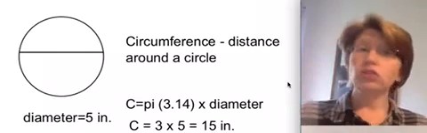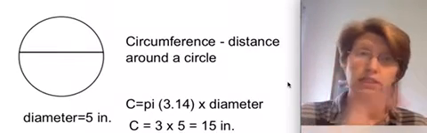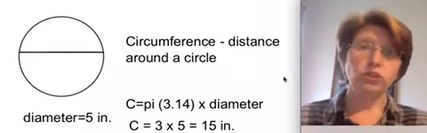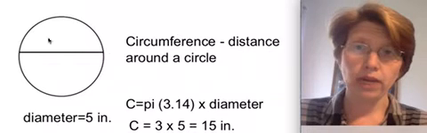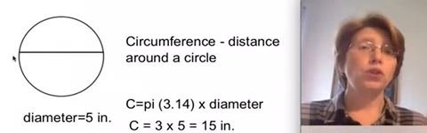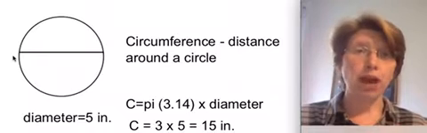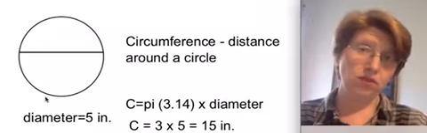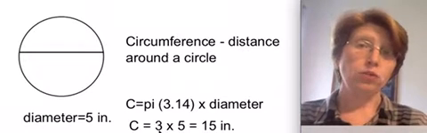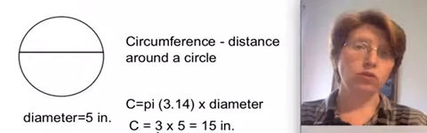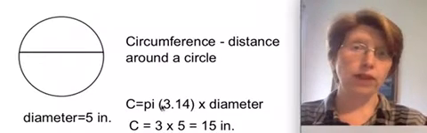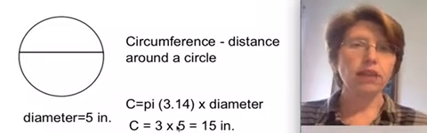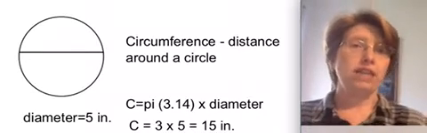So for every circle, this is the formula. For every circle, you're going to multiply the diameter, which is the distance across the middle, this part right here, okay, times 3, which is what we're estimating pi at being. So for this circle, if it has a diameter of 5 all the way across, then I'm going to say circumference equals 3, which is my rounded pi, times 5. And that's going to equal 15 inches.